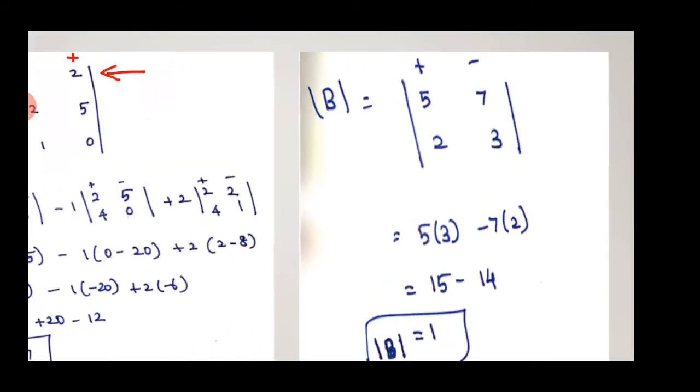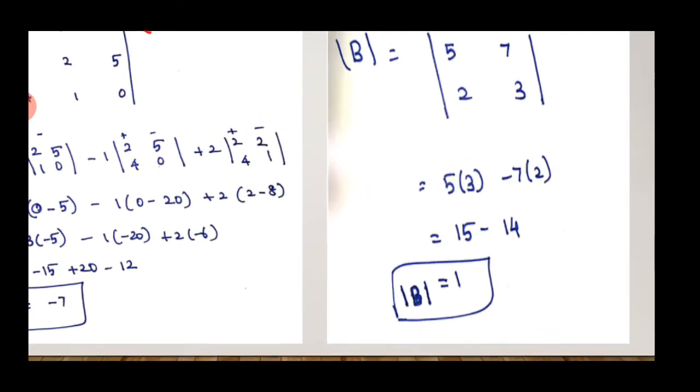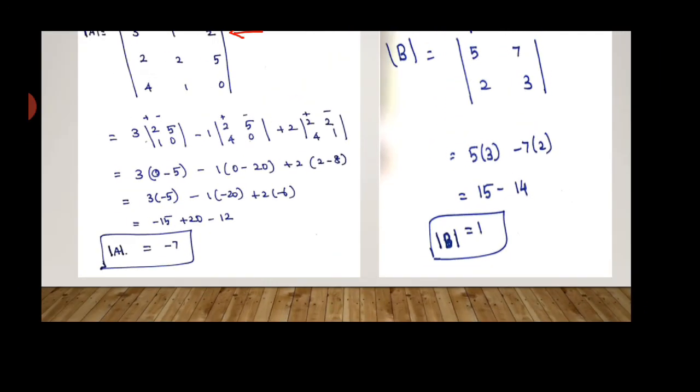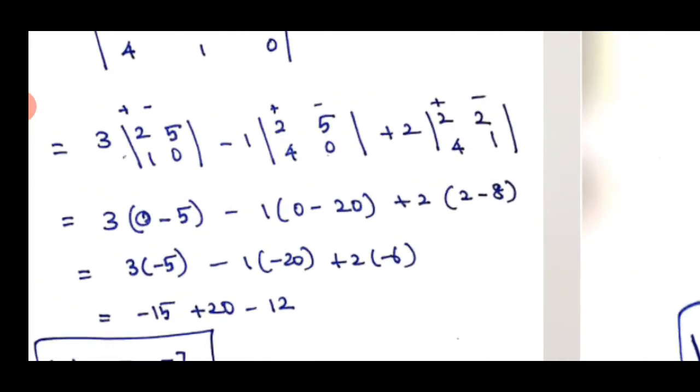So 5 into 3 is 15. Minus 7 into 2 is 14. So 15 minus 14 becomes 1. So what is the value of the determinant? Determinant of B equal to 1. Right. So this is for a 2 by 2 matrix. So it's easy, right? And now we are going for a 3 by 3.